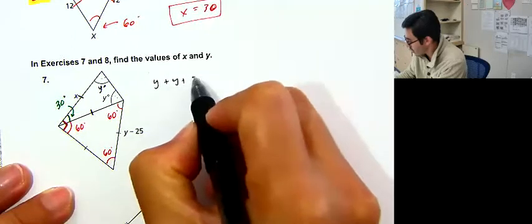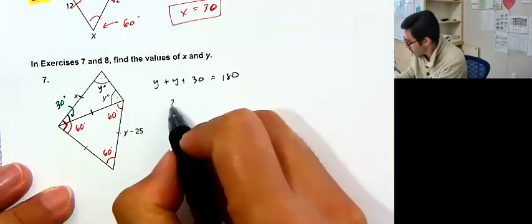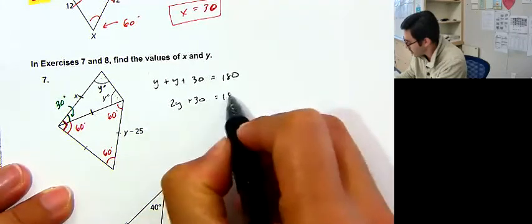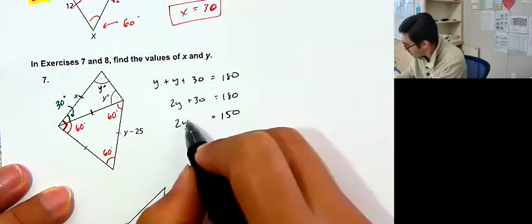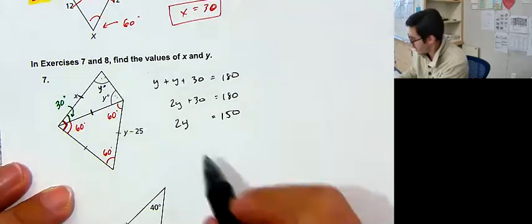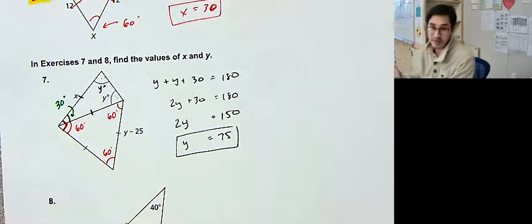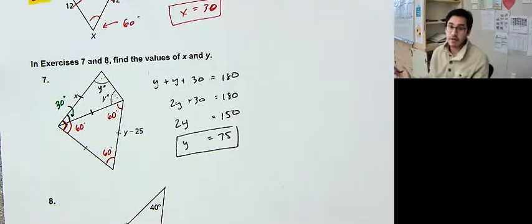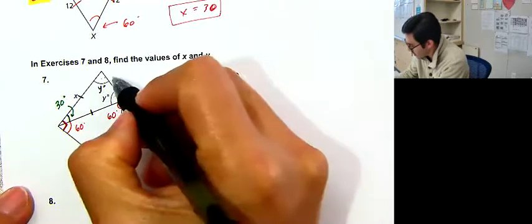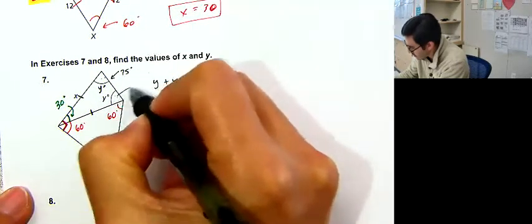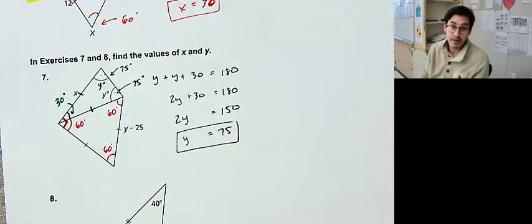So y plus y plus 30 equals 180, right? That's true. 2y plus 30 equals 180, just simplify. 2y equals 150, I just subtracted 30, and then y equals 75. I just divided by 2. So we found the value of y, great. So that's 75 degrees and that's 75 degrees. I guess we can go ahead and write it in. 75 degrees, 75 degrees. Now what we want to do is find the value of x.